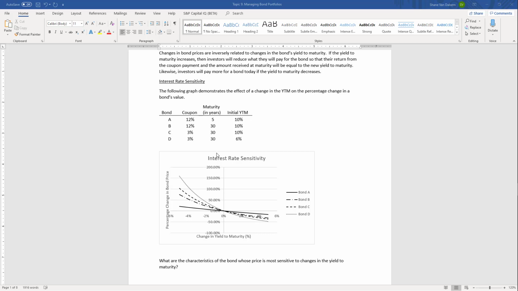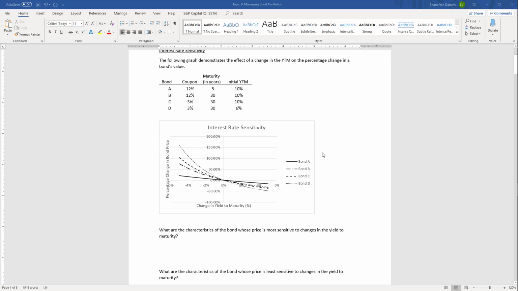The idea behind giving these parameters is that I want to show you which ones affect interest rate risk and in which direction. So down below, bond A is just our regular black line here. Bond B is this dash and dot line. Bond C is this dash line. And then bond D is the dots. And so the question down below: what are the characteristics of the bond whose price is most sensitive to changes in the yield to maturity?